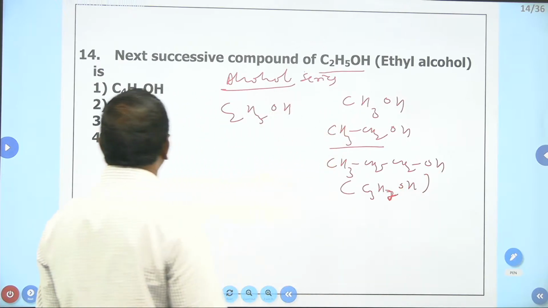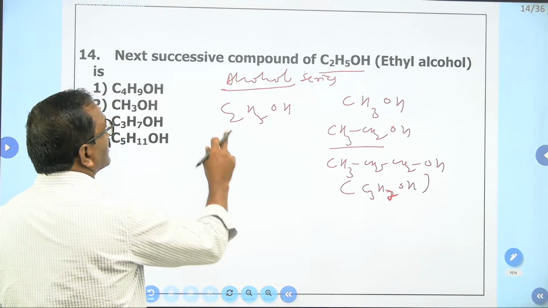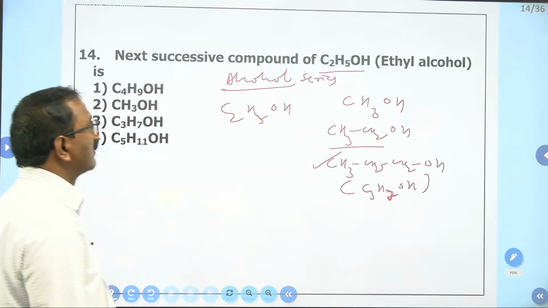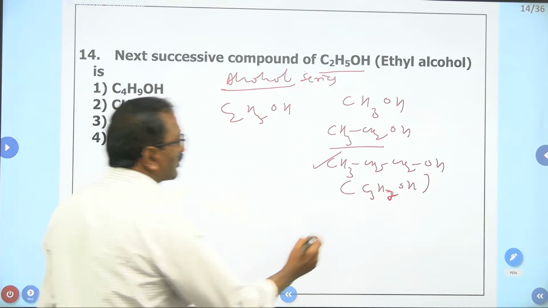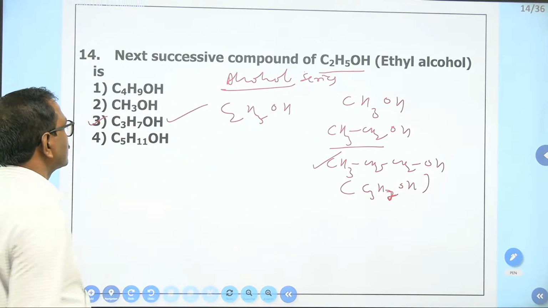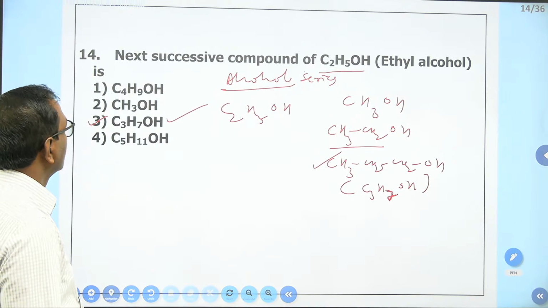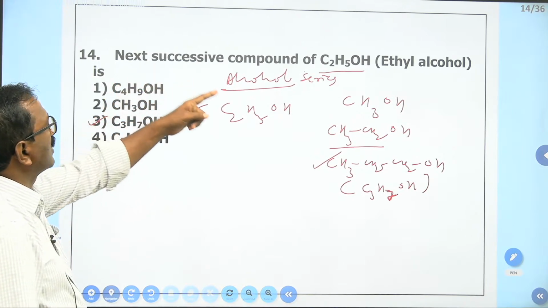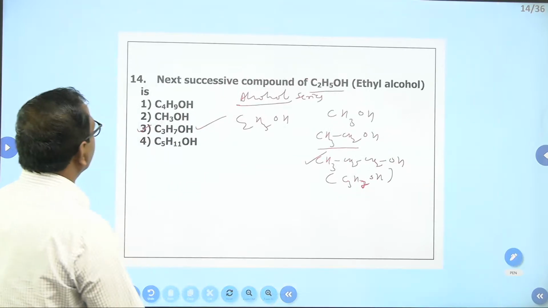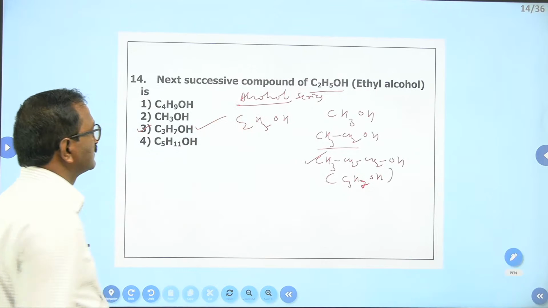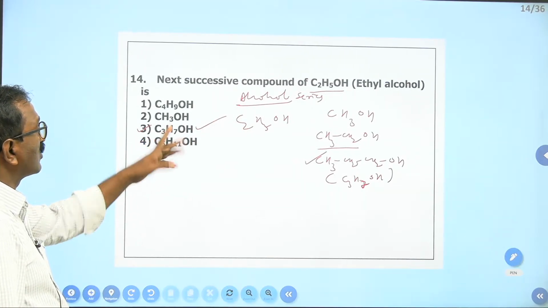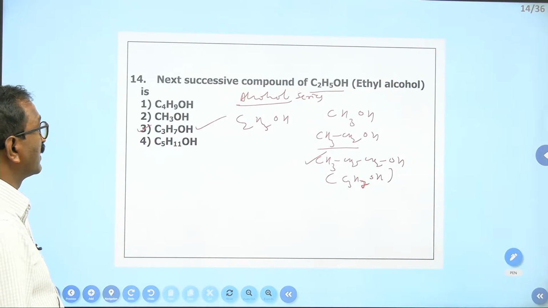What is the next successive compound of ethyl alcohol? The next successive compound of ethyl alcohol is propyl alcohol. The molecular formula of propyl alcohol is C3H7OH. The third one is the right option here. So the next successive compound of C2H5OH, ethyl alcohol, is C3H7OH. This is the molecular formula of propyl alcohol. Otherwise, you can say propanol.